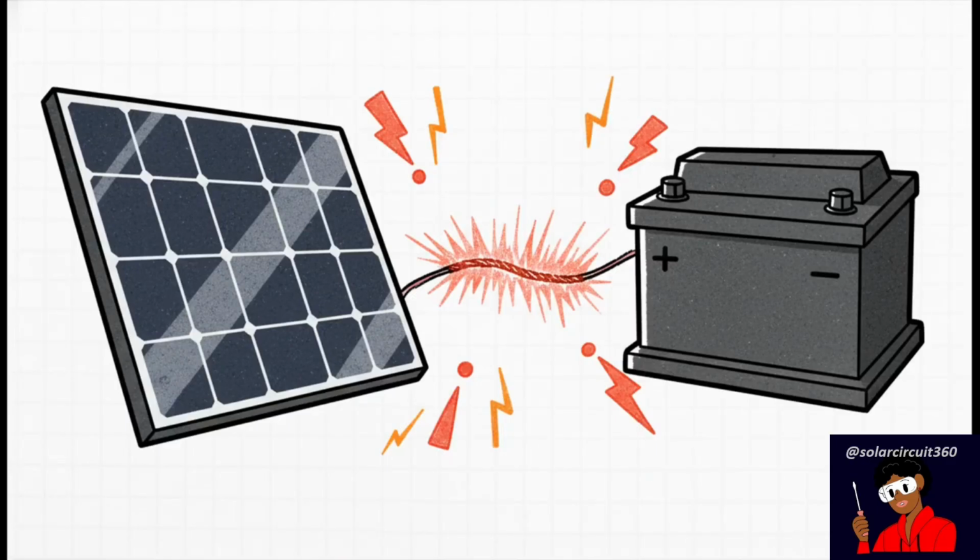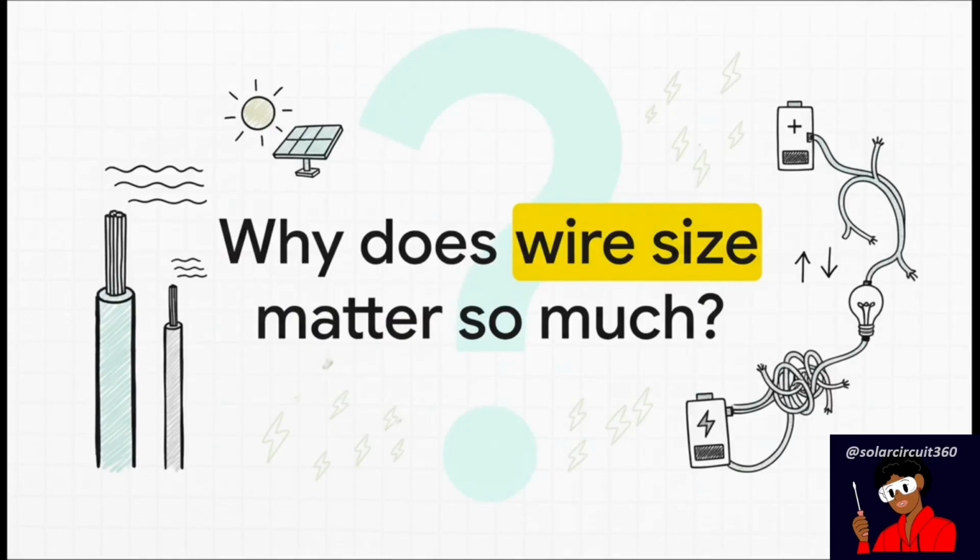This next one gets ignored all the time, and it's so important. People will spend a fortune on panels, batteries, and controllers, and then they'll try to save a few bucks on the wiring. Using wires that are too small for the current they need to carry is just asking for trouble. So what's the big deal? Why does it matter so much if the wire is a little thin?